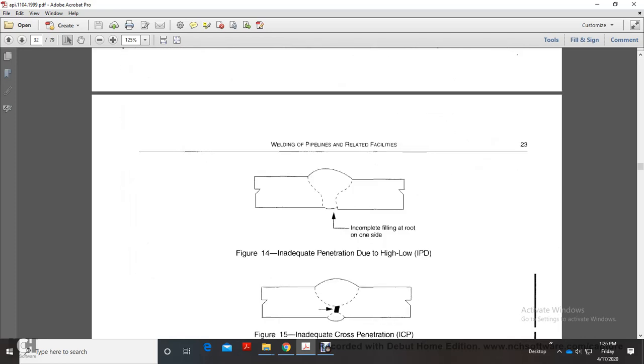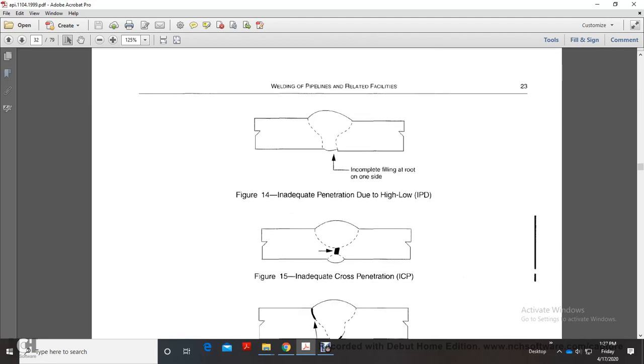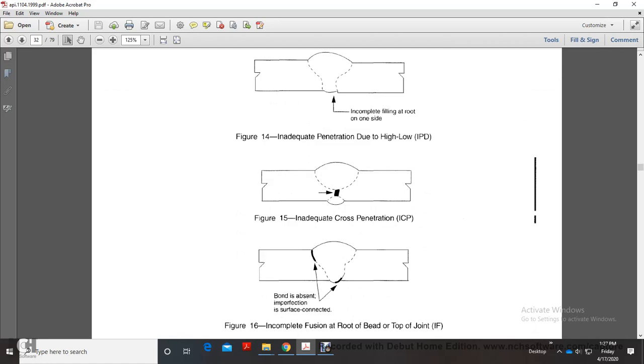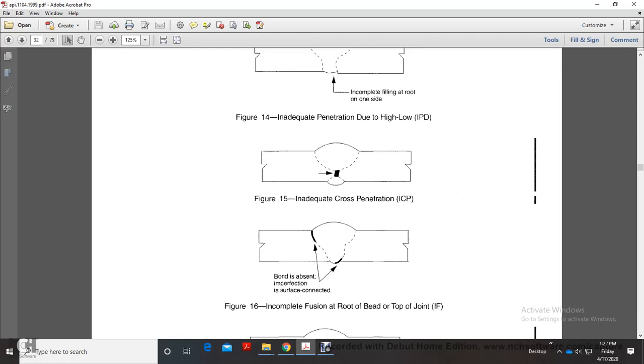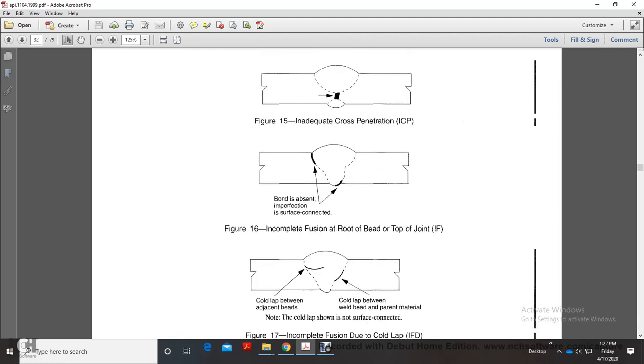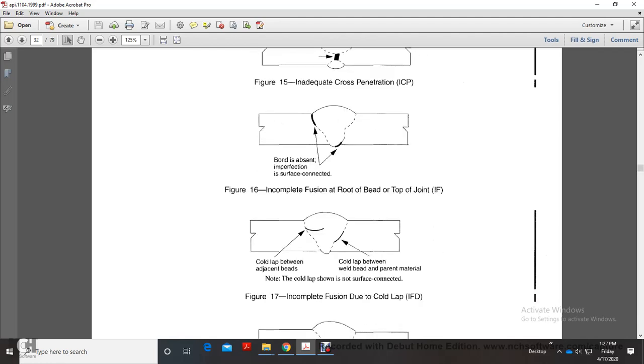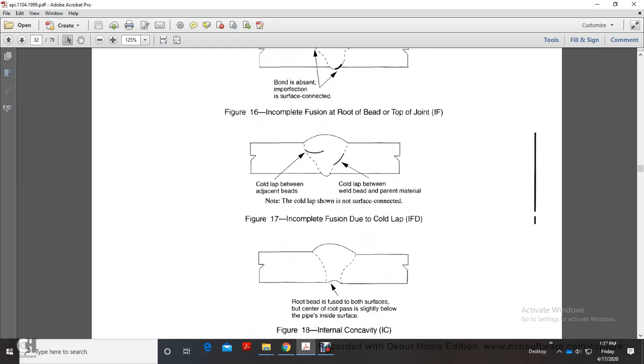Figure 14 shows inadequate penetration due to high-low, incomplete filling of the root on one side, and inadequate cross penetration. Bonding is absent, an imperfection with surface connection, incomplete root penetration at the top of the joint. Incomplete fusion due to cold lap, internal concavity.